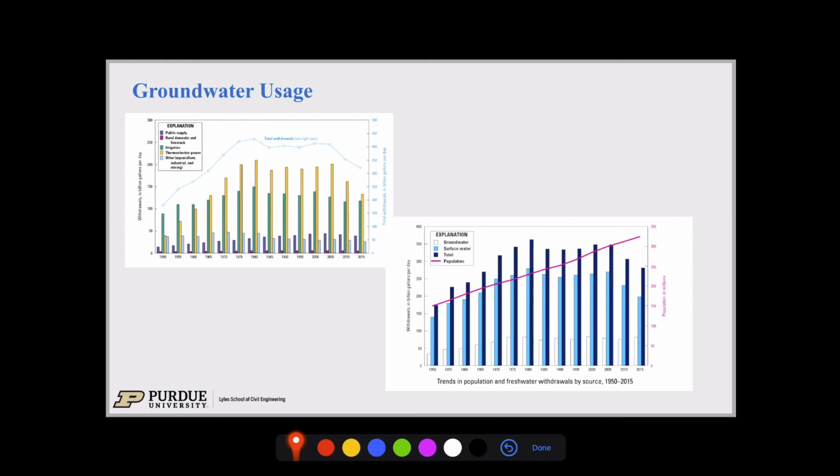On the right-hand side here, you can see the split between surface and groundwater. Notice that since the 80s, the total withdrawal is about constant, and since the 2000s, it's actually dropping. And again, if you look below, you can see that this is mostly due to the thermoelectric part of things, so that won't affect groundwater as much. On the right-hand side, you can see that the surface water is following that total trend. The total trend is here up top.